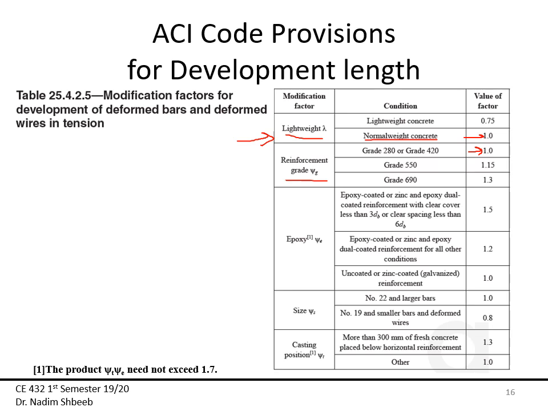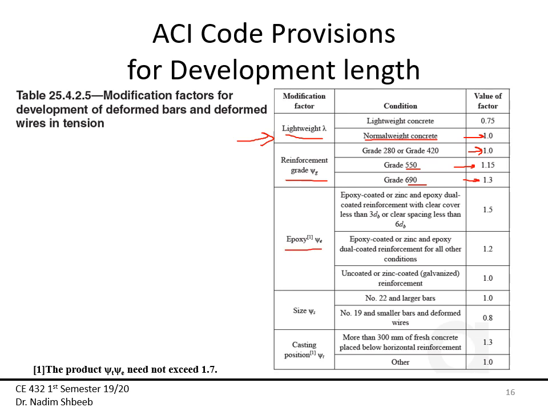But if for some instance you needed high grade steel, then this is going to be 1.15 for 550, and for 690 it is going to be 1.3. If you have any grade in between, then you just use normal interpolation.